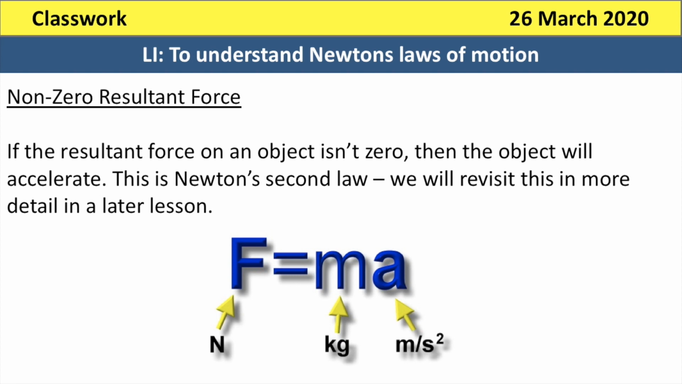Okay, so if the resultant force on an object isn't zero, then the object will accelerate. That is Newton's second law. We are going to revisit this in more detail in a later lesson, but for today, all that you need to know is that Newton's second law can be given as an equation: the resultant force on an object is equal to its mass multiplied by its acceleration. It is important to consider that F is for resultant force.